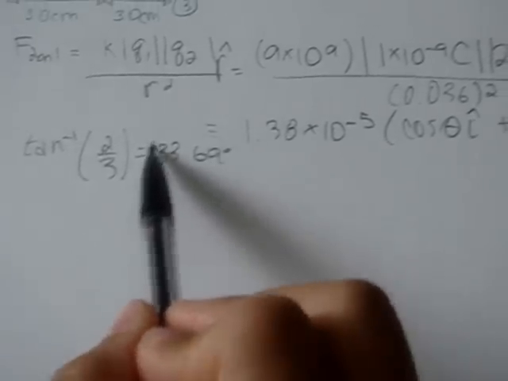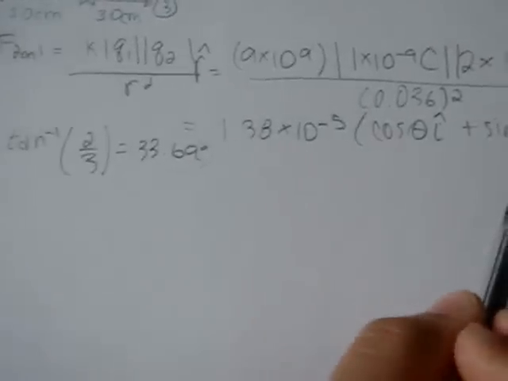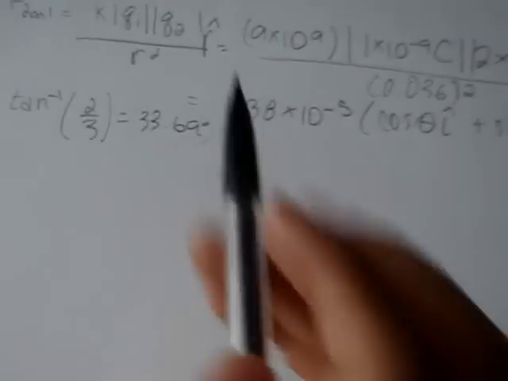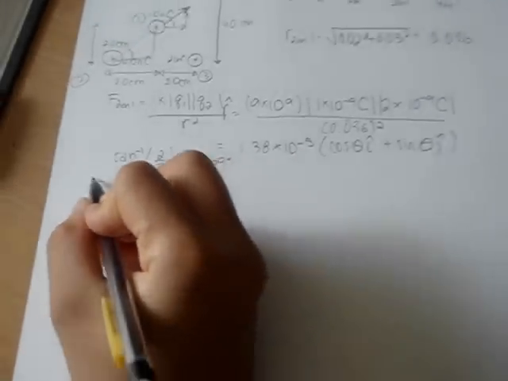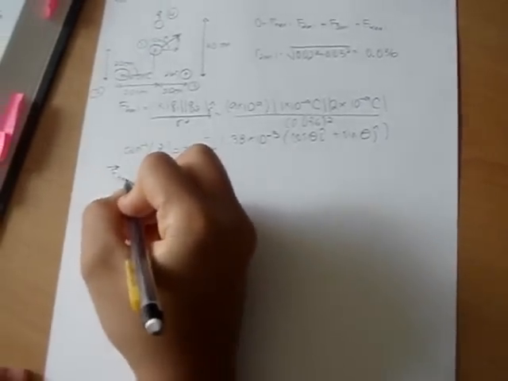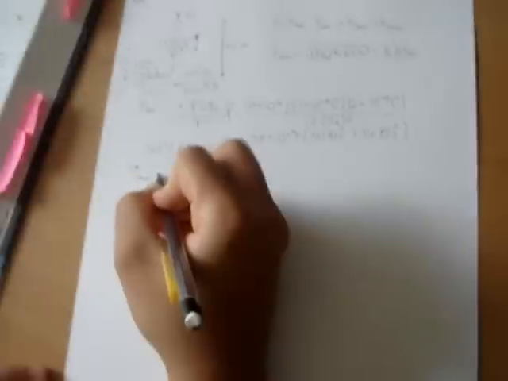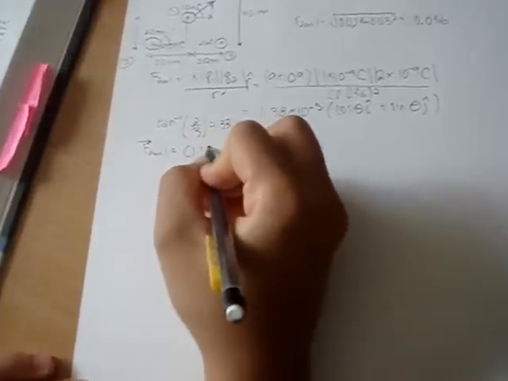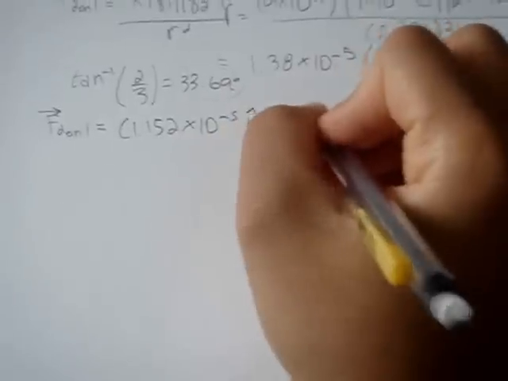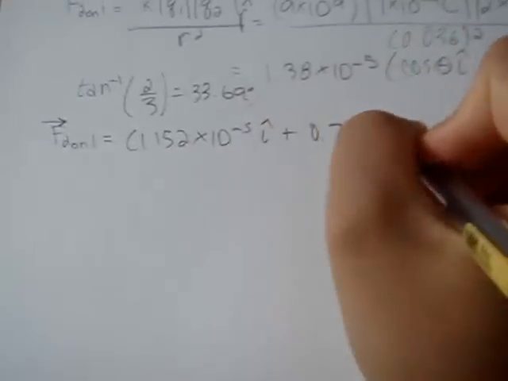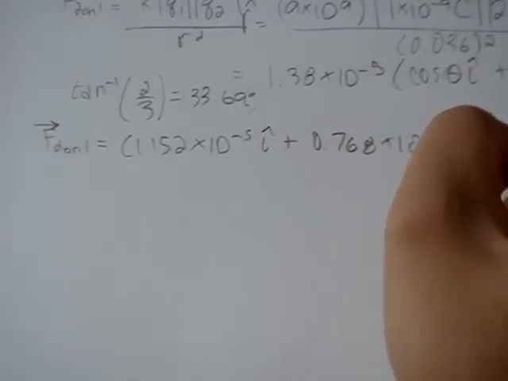And now that you know theta, you can plug it back in here to find the total vector component, and the force, the vector component of particle 2 on 1, will be 1.152 times 10 to the negative 5 i hat plus 0.768 times 10 to the negative 5 j hat newtons.